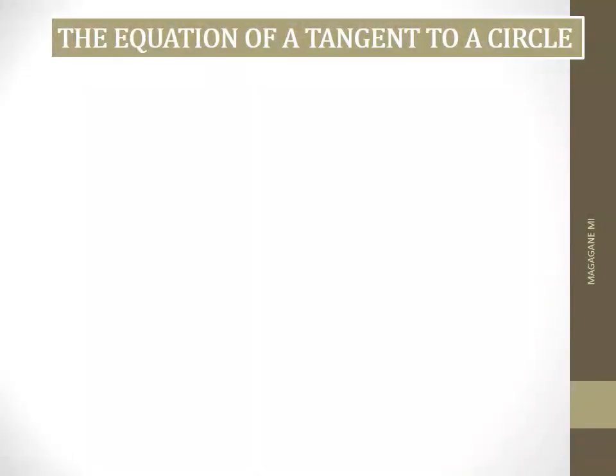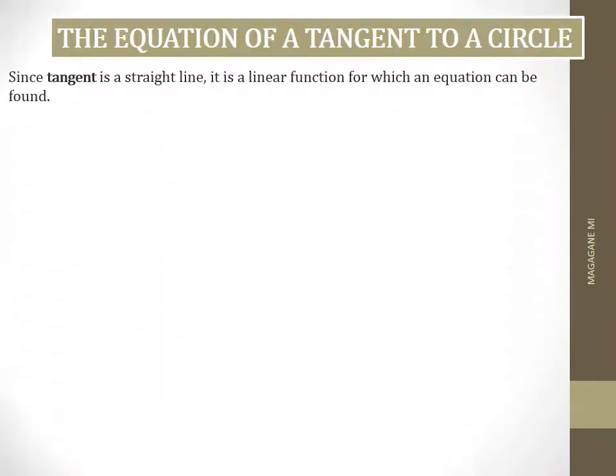Now, we've shown that a tangent is a straight line that touches the circle at exactly 1 point. So now let's look at how to find the equation of a tangent to a circle. Since a tangent is a straight line, it is a linear function for which an equation can be found, meaning that we are going to work with a linear equation.